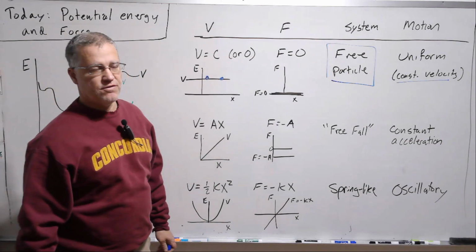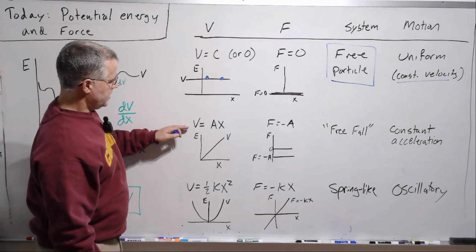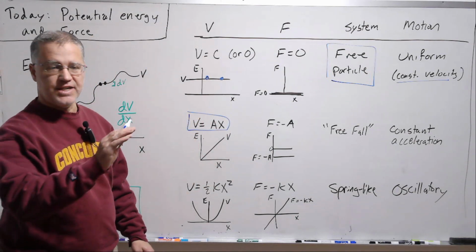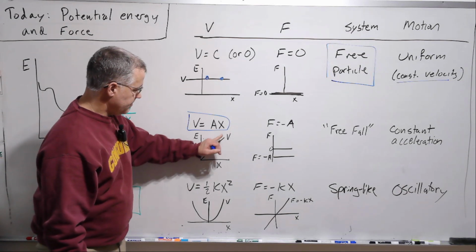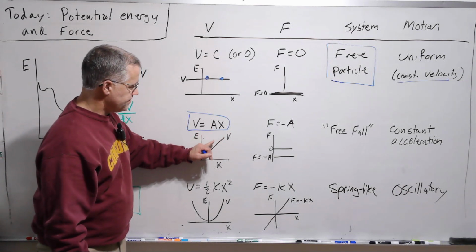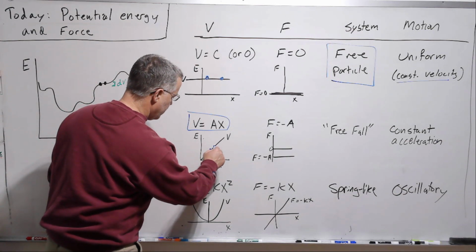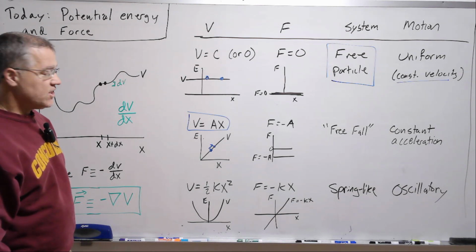All right, well, now the next simplest is when the potential energy is linear. So we make a graph here, linear potential energy, right? Slope of A. Well, if I'm here and I go here, that's my change.